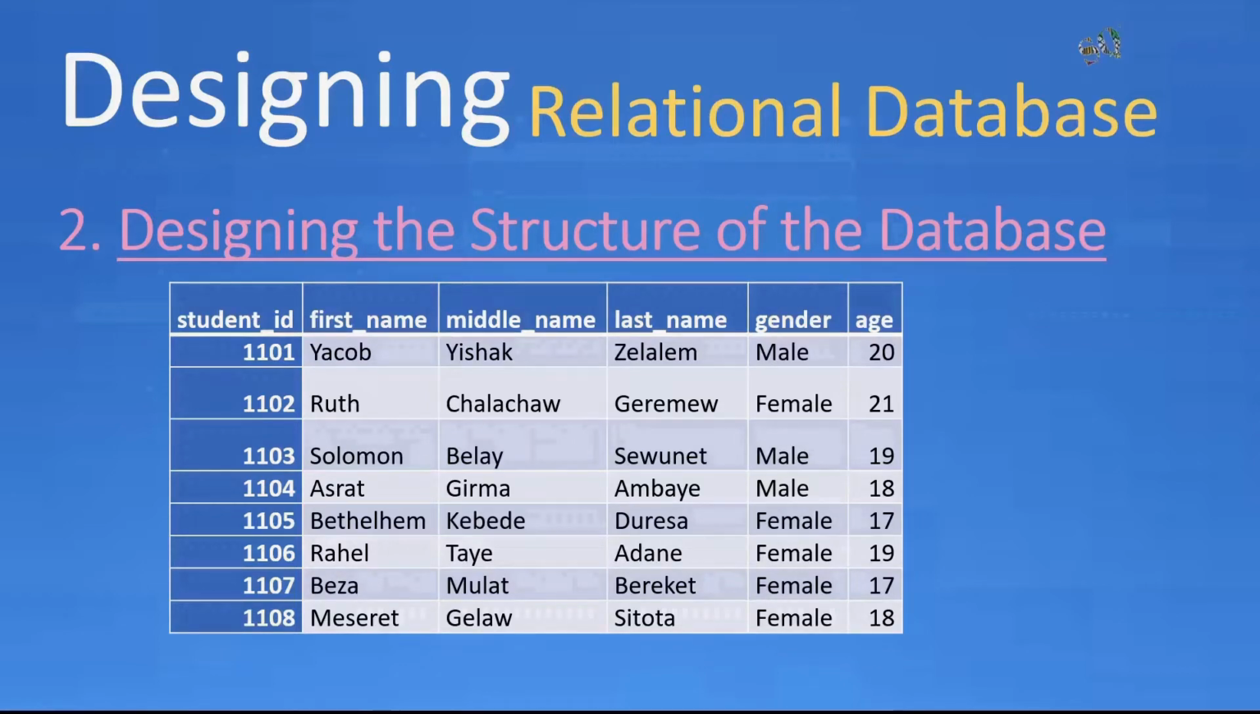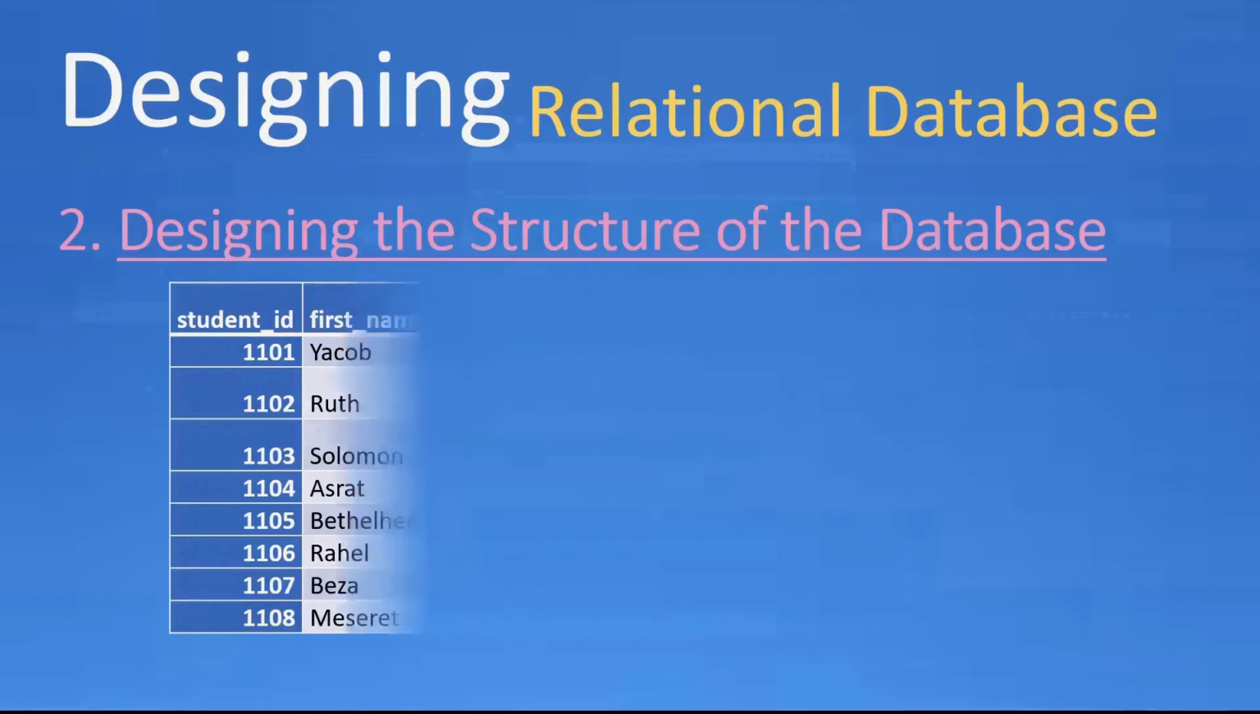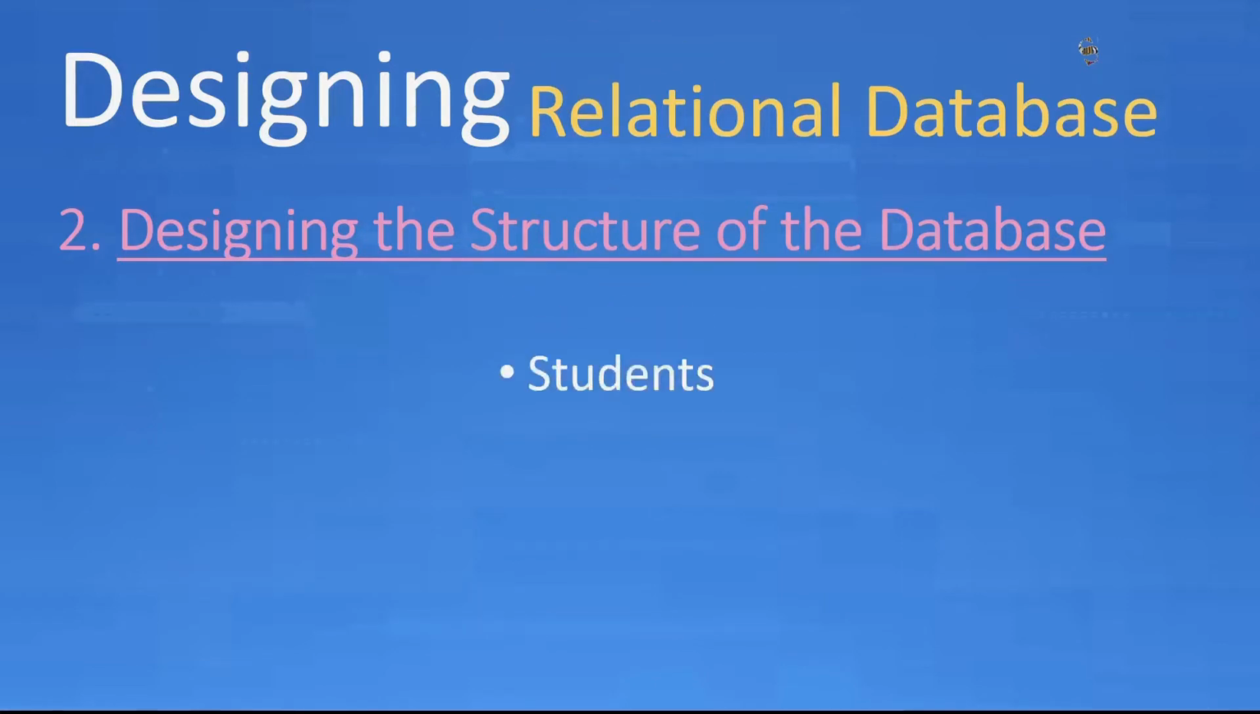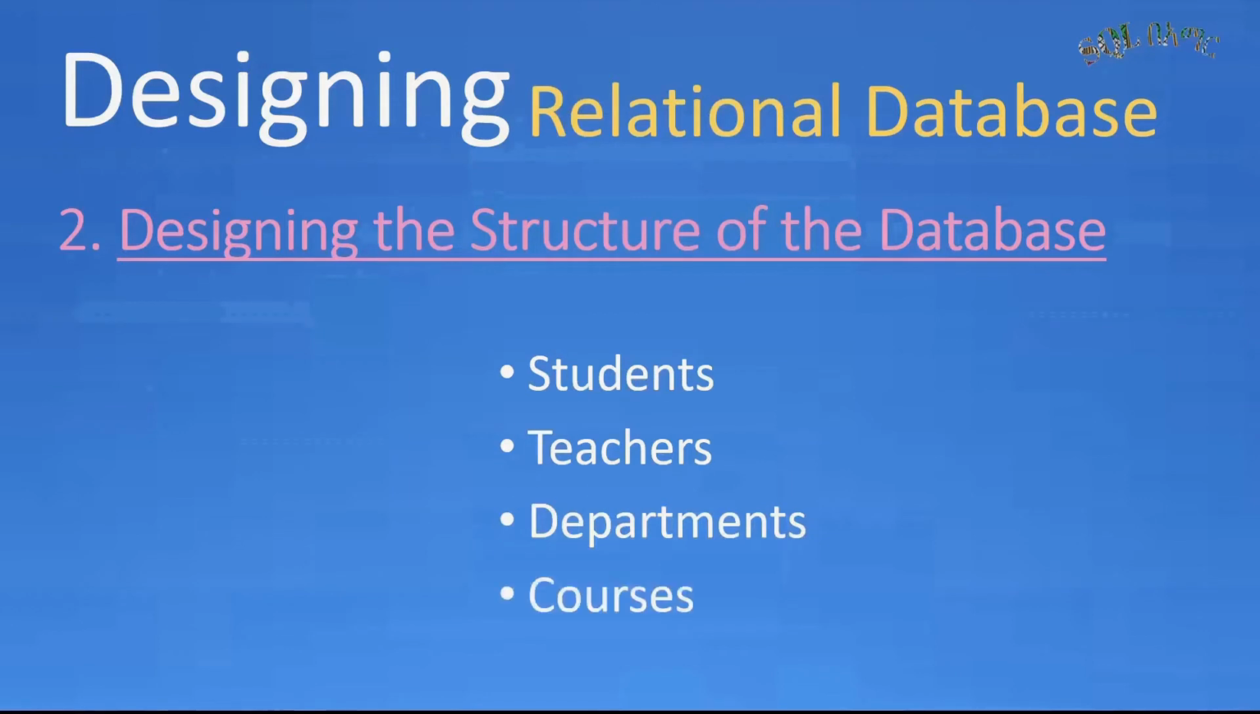For example, if we are designing school database, we will identify tables such as students, teachers, departments, courses, and so on. We shouldn't group different things in one table. For example, students and courses shouldn't be grouped in one table.